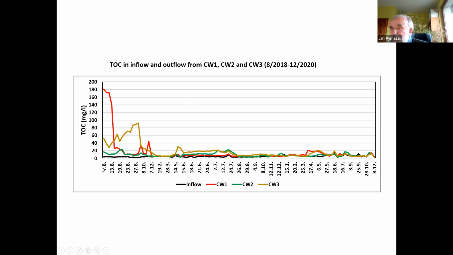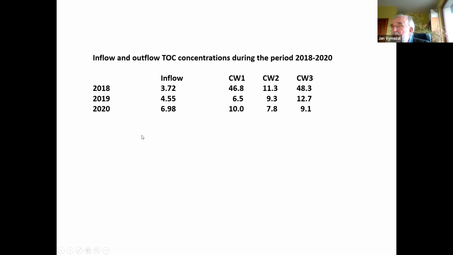However, let's say after 1 month, the concentrations really dropped down, and at the moment they are very much comparable with the inflow. So you can see that inflow in 2018 was 3.7, and at the outflow there was substantially higher concentration. In 2019, the concentrations dropped down, and at the moment we can see a very slight increase, let's say 7 milligrams per liter. We have 10, 8, and 9 milligrams. So there's a very slight increase, but this is not so bad.